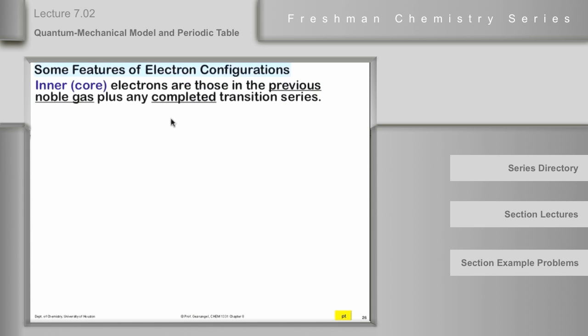Now there are some pieces of nomenclature, words that we use here, and I've called them features here because that's a popular thing to do. They are actually things that you'll need to learn. The inner or core electrons are those in the previous noble gas plus any completed transition series. And that's opposed to the outer electrons, which are those in the highest energy level.